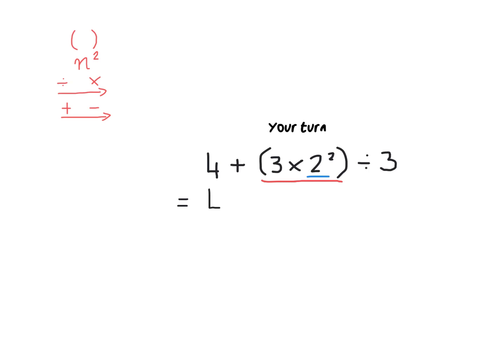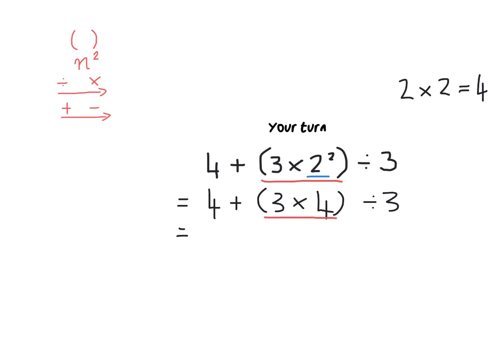So I'm going to keep the whole entire line exactly the same, just solving that one little blue section. Everything's identical. 2 squared is the same as 2 times 2, which equals 4. So a 4 goes in here. Okay, my next step is still the brackets. So everything stays identical. 3 times 4 is 12, so that's the part I'm solving.